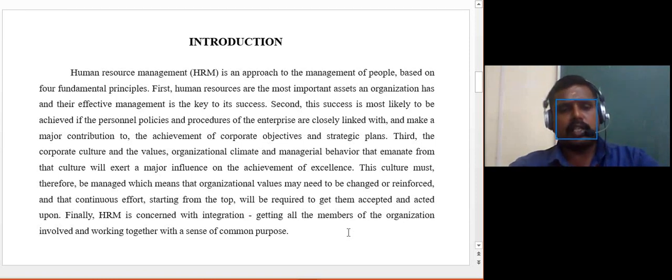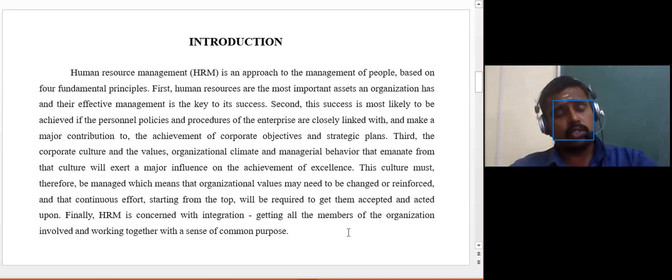And the third thing is to bring corporate culture and values as well as the organizational climate. We can concentrate on managerial behavior, since culture will exert a major influence on the achievement of excellence. So this culture must therefore be managed, which means that organizational values may need to be changed or reinforced, and that requires continuous effort starting from the top.